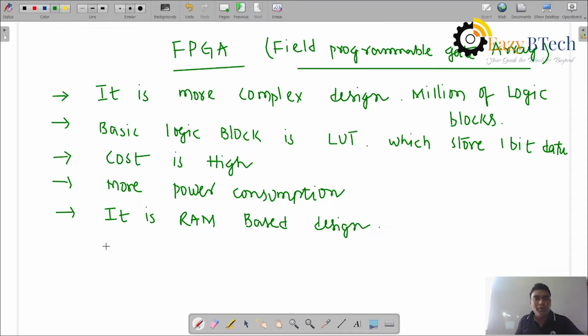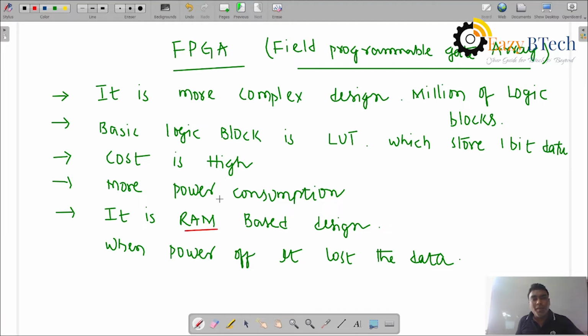When power is off, it loses the data. It loses the stored data. So it is a RAM based design, whereas CPLD is an electrically erasable ROM based design. CPLD is ROM based, and FPGA is RAM based, so more power consumption, so cost is high.